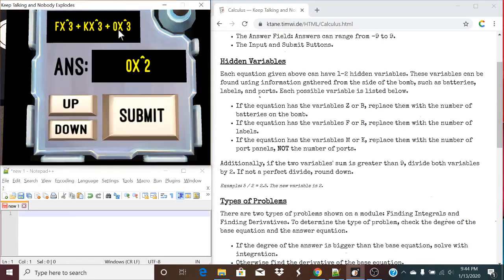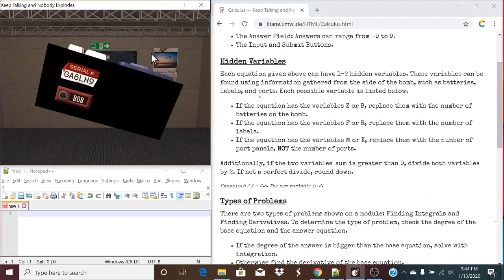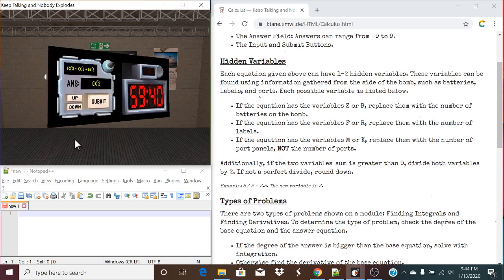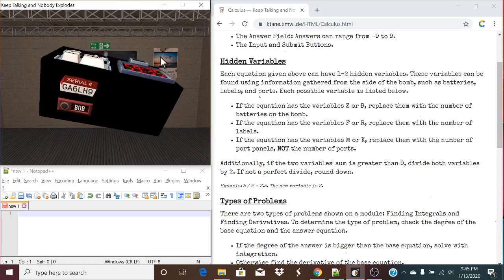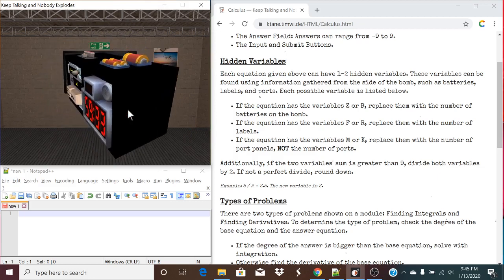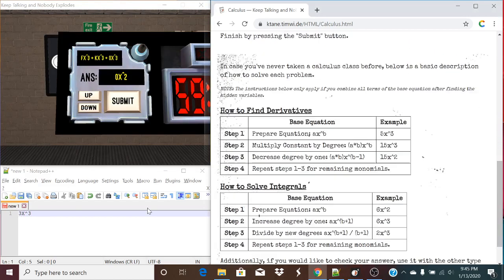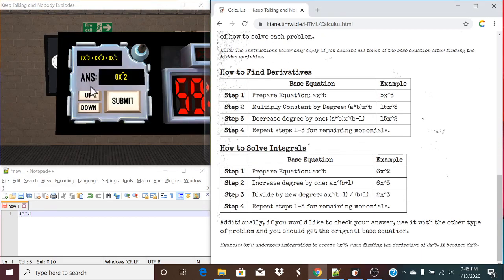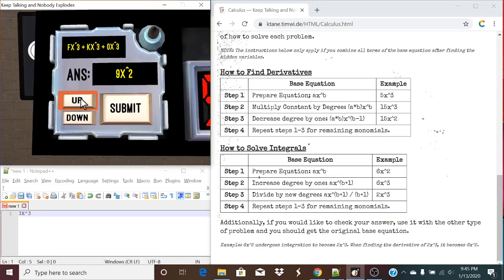Let's take a look at another example, and I'm probably going to be doing most of this in my head. So this is a 0, this is irrelevant, so all we have to worry about is f of x to the power of 3 and k of x. So f is the number of labels, 2 in this case, so 2 plus the number of port panels, 2 plus 1 is a 3. So we have 3x to the power of 3. Let's derive that. 3 times 3 is simply 9x squared. Same answer as last time.